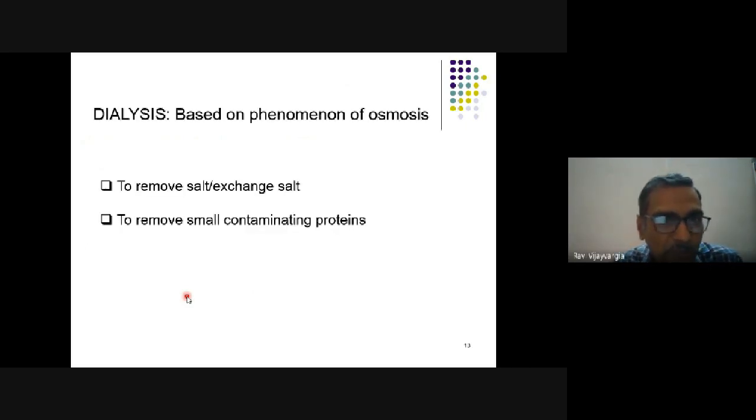Also, sometimes dialysis can help to enrich your sample or purify the protein. So how does it enrich your protein? By removing small contaminating proteins, you can enrich your protein of interest. So for example, your protein of interest is a large protein, say a 300 kilodalton protein. You see that most of the cell proteins will be much smaller than 300 kilodalton.